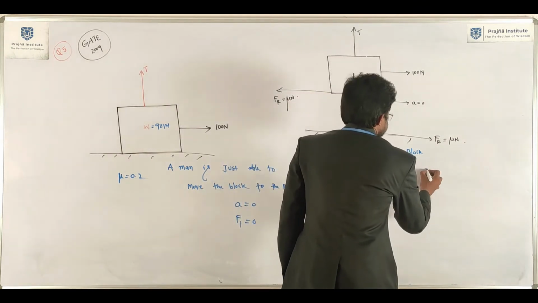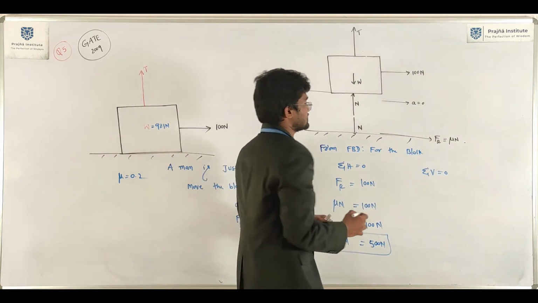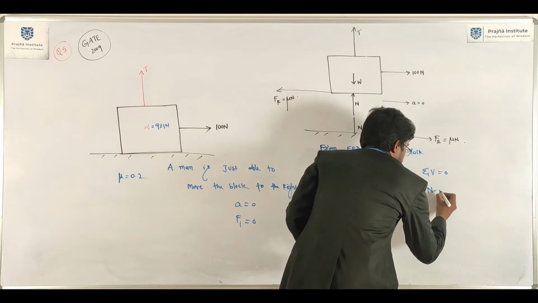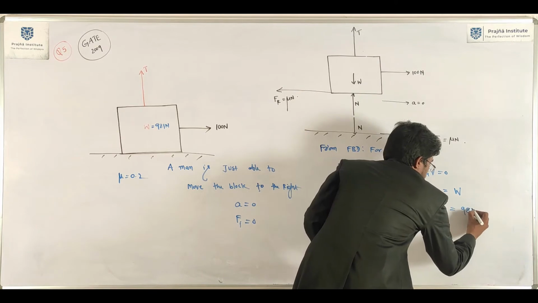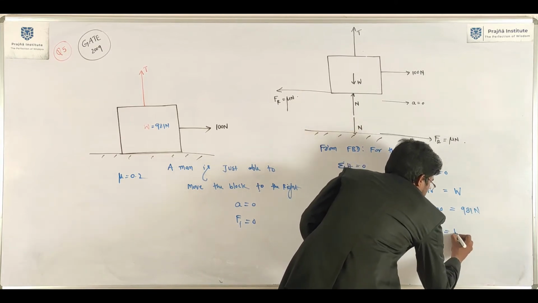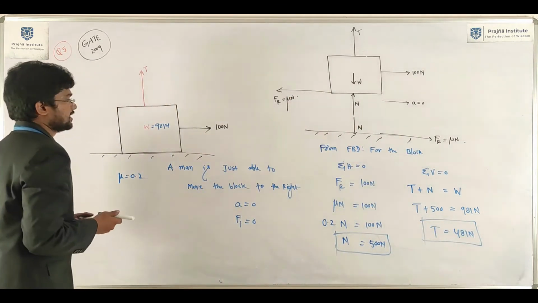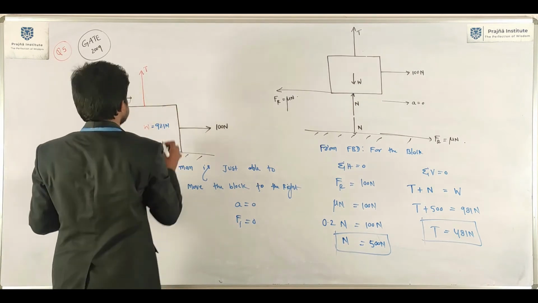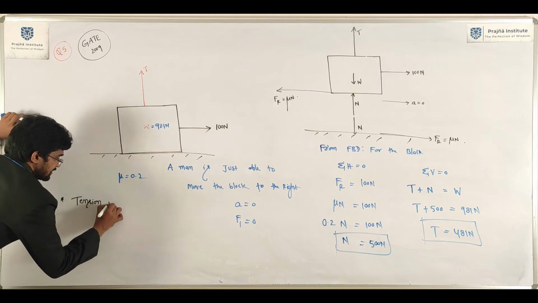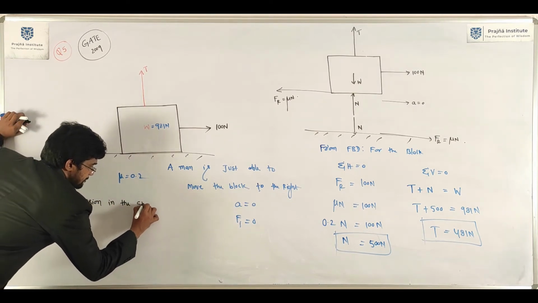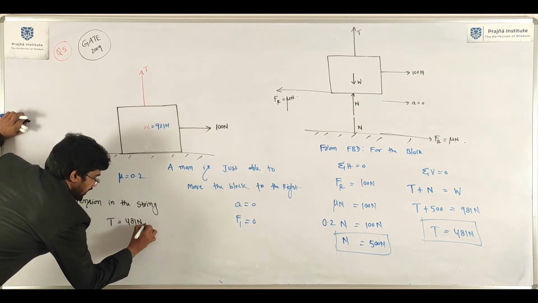Finally, sigma V equals 0. Sum of the upward forces equals sum of the downward forces. T plus N equals W. T plus 500 equals 981 Newton. T equals 481 Newton. This is the tension in the string. So finally, the tension in the string T equals 481 Newton.